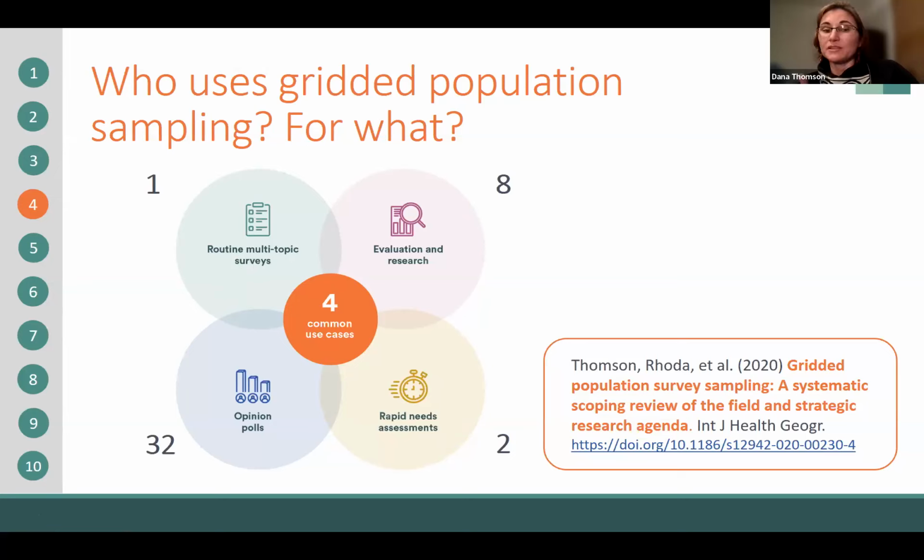So what's interesting is that many of the surveys that were captured in this assessment several years ago have continued every single year. And so at the time of this publication, there were almost 50 surveys that had been done globally with gridded population data sets as the underlying sample frame. And that number is probably close to 150 today because a lot of these surveys are done annually.